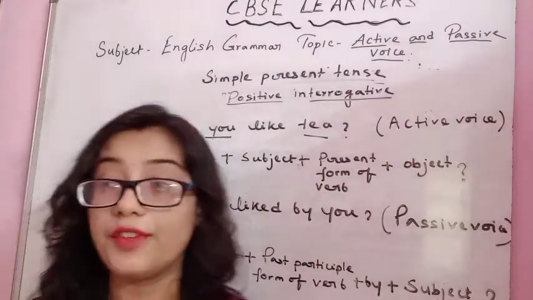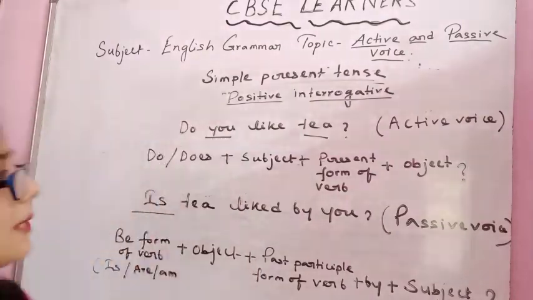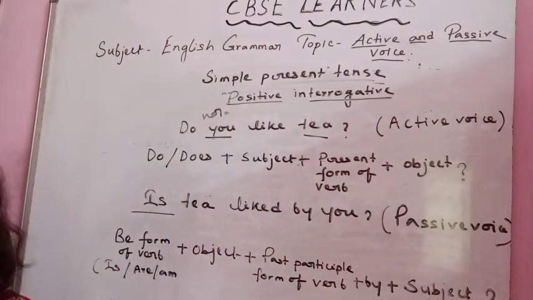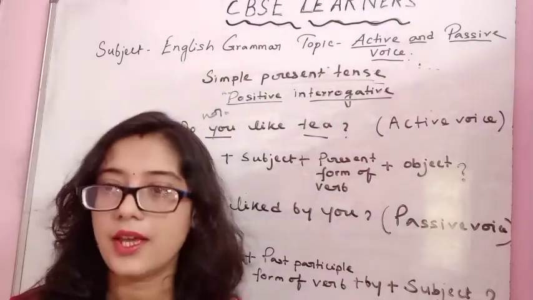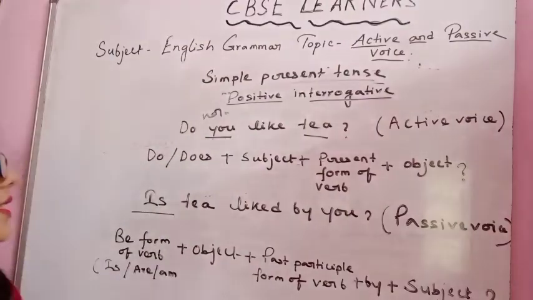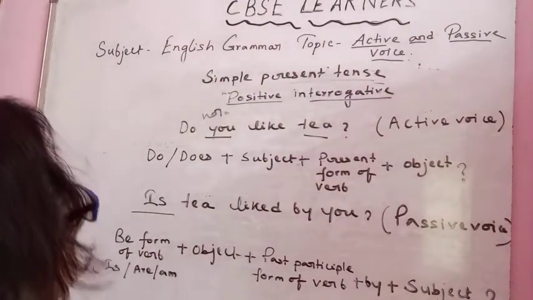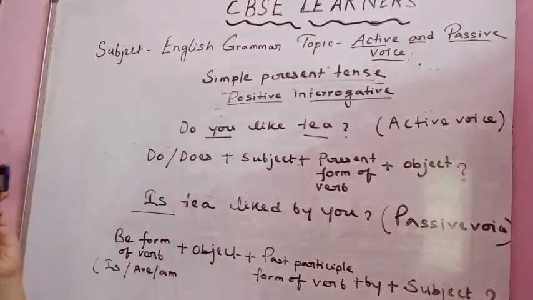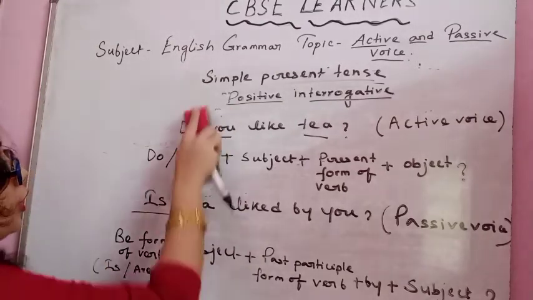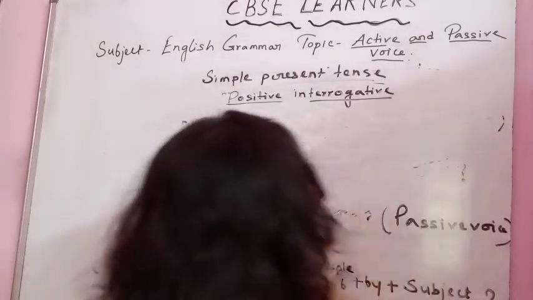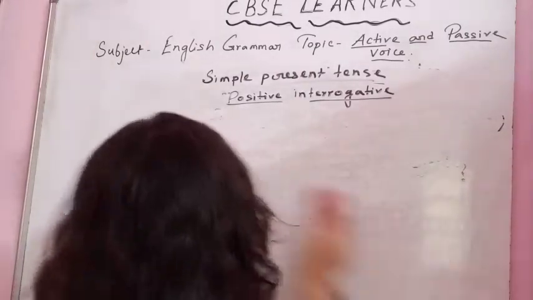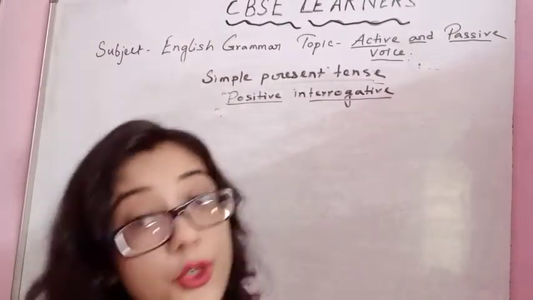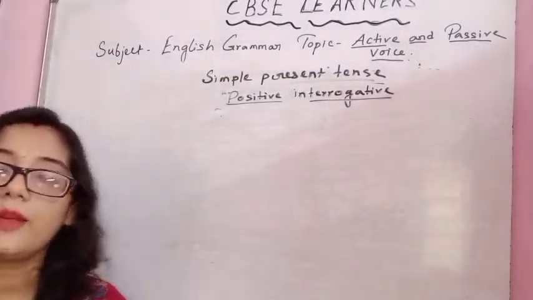Now in case of negative interrogative, what will we do? We'll simply add not with this one, isn't it? Do you not like tea, or don't you like tea? Is tea not liked by you? So this is the same example. Okay, so let's convert. It will be fun, isn't it? So, do you like tea? We will erase this and write: do you not like tea, or don't you like tea? Isn't tea liked by you? Or if you are using do you not, then is tea not liked by you?